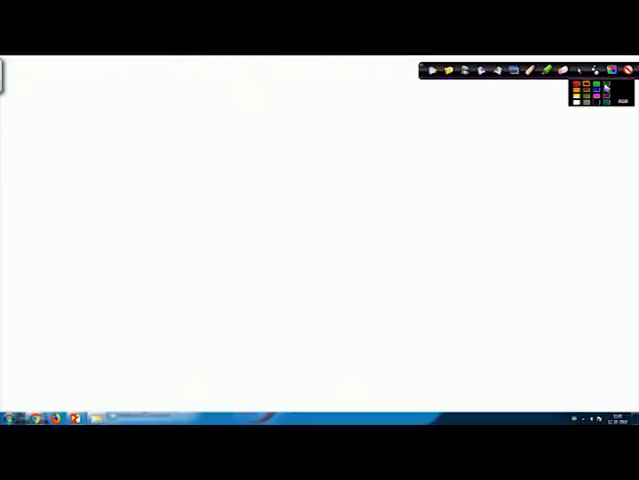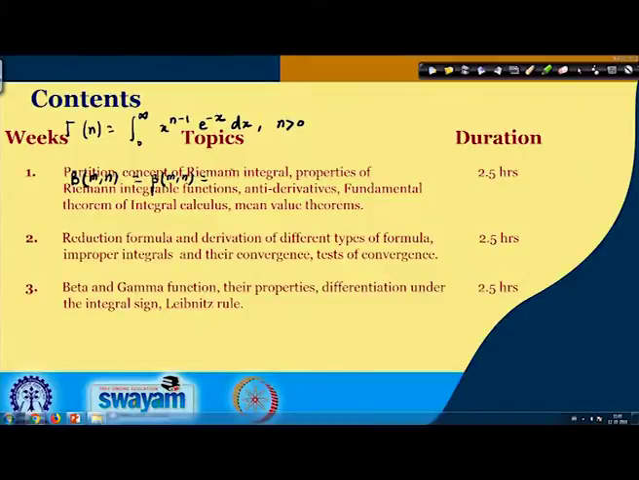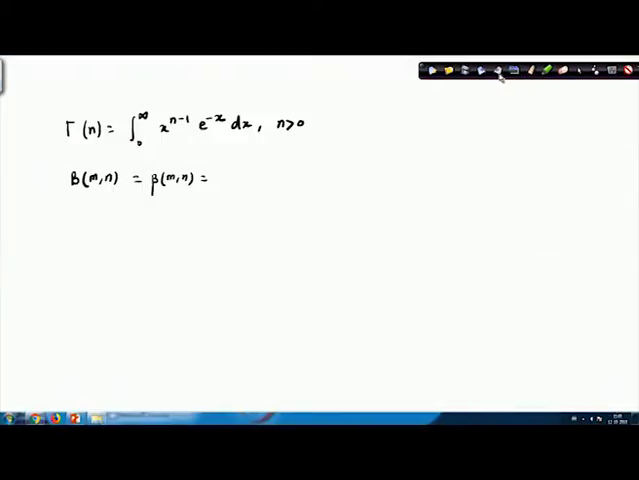In the last class we saw that the gamma function is defined as gamma n equals the integral from 0 to infinity of x to the power n minus 1 times e to the power minus x dx, where n is a positive number. The beta function is defined as beta(m, n) equals the integral from 0 to 1 of x to the power m minus 1 times (1 minus x) to the power n minus 1 dx, where m and n are both positive numbers. Both of these are improper integrals for certain values of m and n, and we have shown that they are convergent for positive m and n.